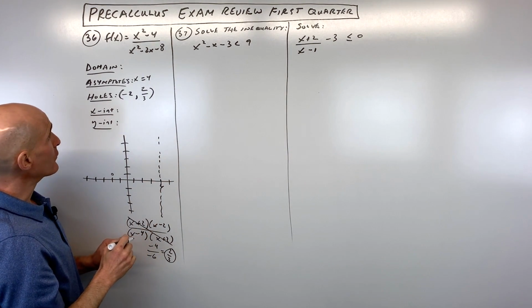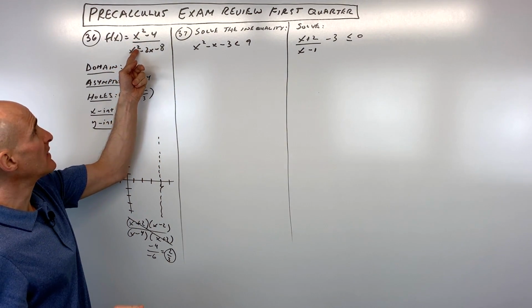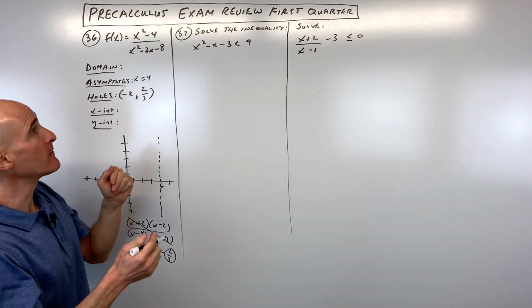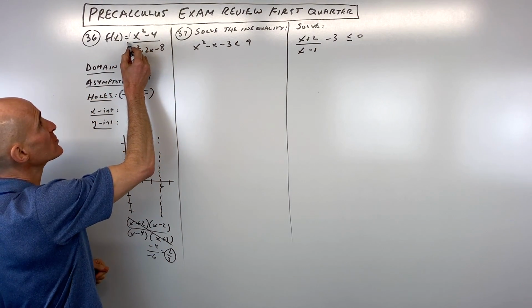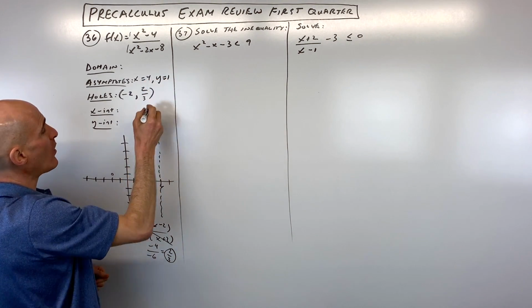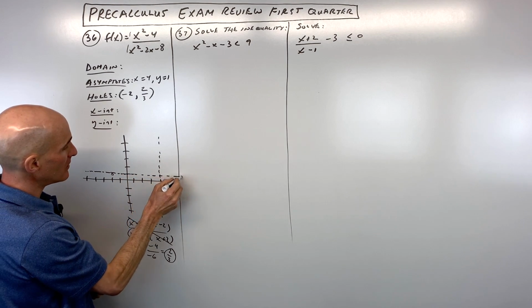Now for the horizontal asymptote, what we do is we look at the highest degree term in the numerator and the highest degree term in the denominator. Notice it's a tie, they're both x squared. So we look at the ratio of the coefficients. So 1 over 1 gives us a horizontal asymptote at y equals 1. So that's going to look something like that.